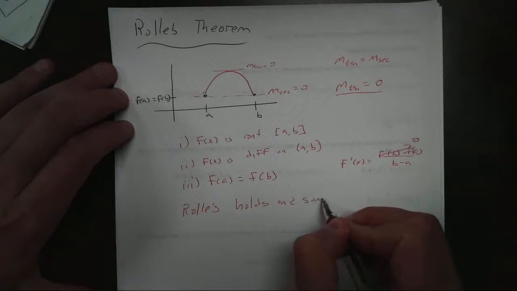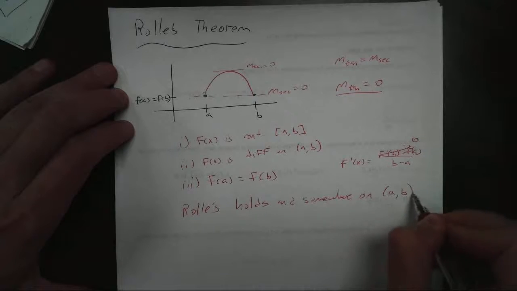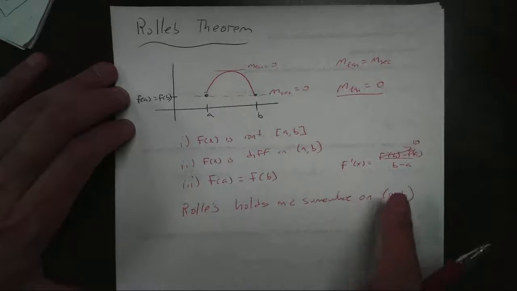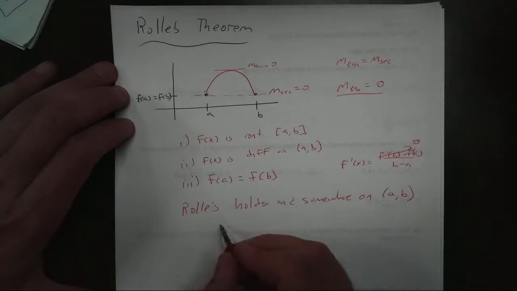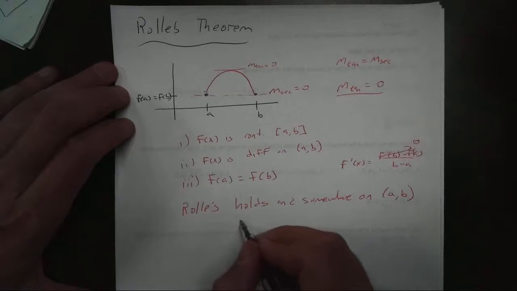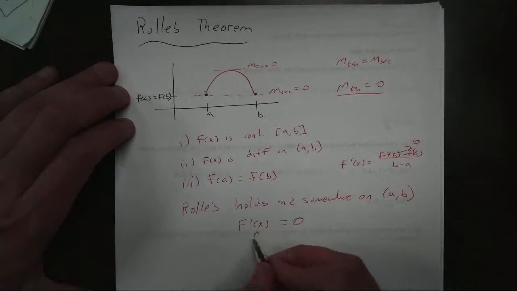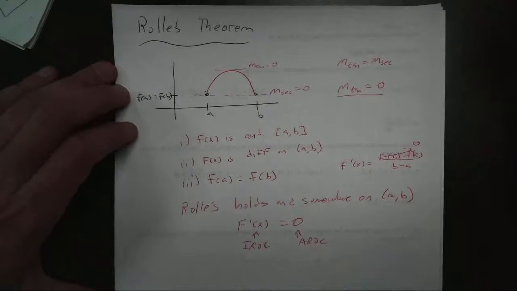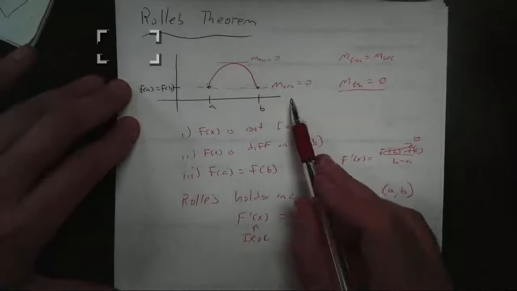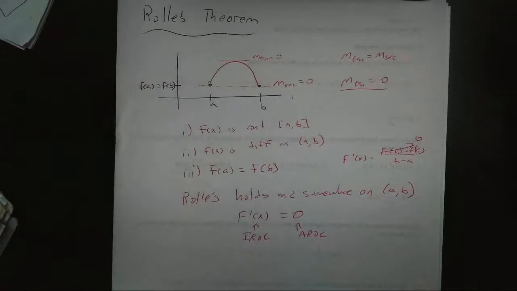And somewhere on the interval, and we can use open interval or closed interval, it just depends. I think nowadays they prefer the open interval. Somewhere on the interval a to b, we can say that the slope of the function has to equal 0. And from MVT, that's our instantaneous rate of change. That's our average rate of change. And we can see that from up here. So let's take a look at an example here real quickly.